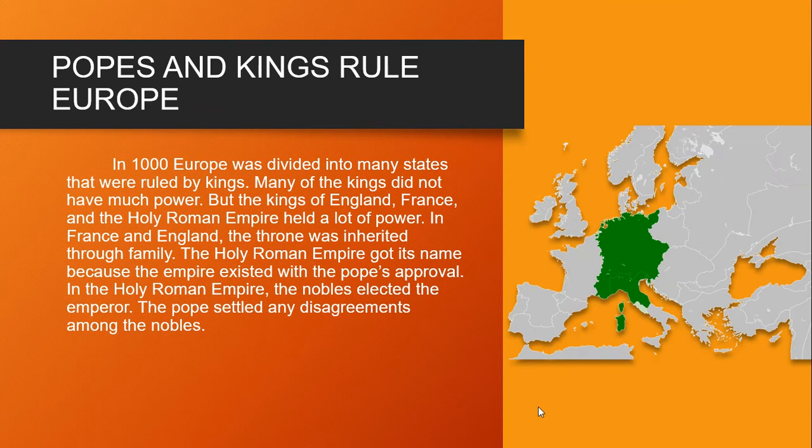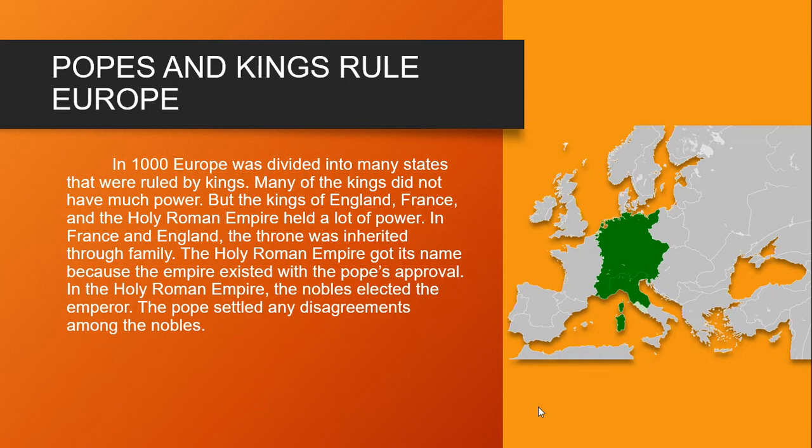Popes and kings rule Europe. In 1100, Europe was divided into many states that were ruled by kings. Many of the kings did not have much power, but the kings of England, France, and the Holy Roman Empire held a lot of power. In France and England, the throne was inherited through family.